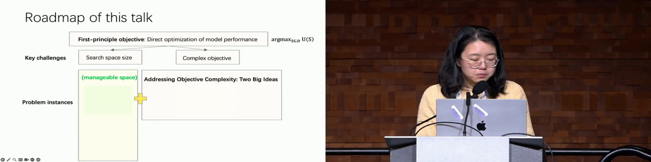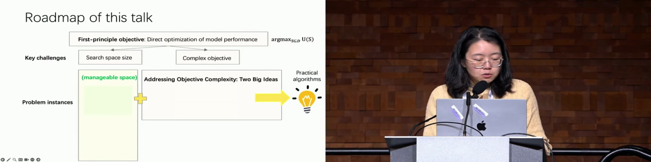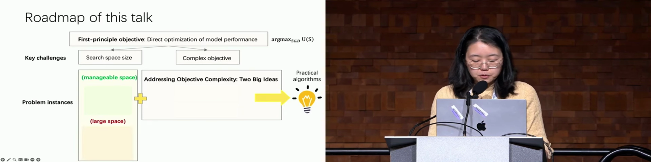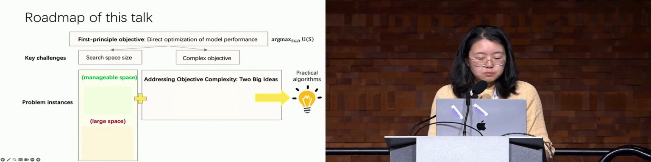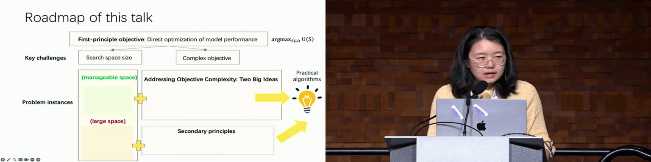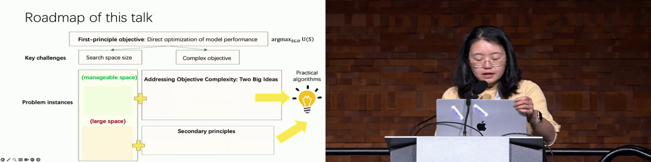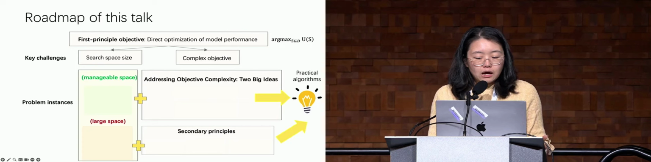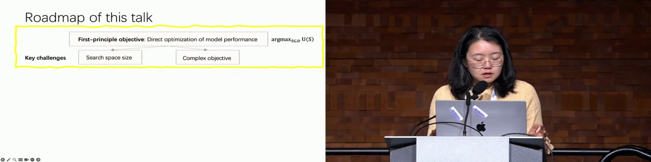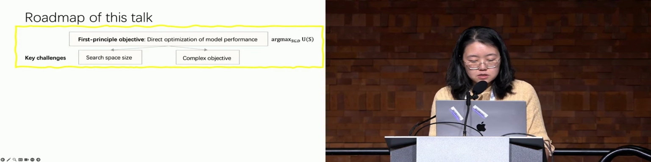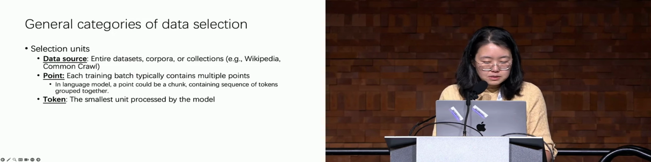Then we'll break down the problems into two categories. We'll first focus on some problems where the search space is manageable. So the first challenge is not blocking our way. But we still need to address the second challenge, and then I'll introduce some big ideas for handling the complexity in the objective itself. We will see how the combination of these objective complexity handling techniques with a manageable search space eventually lead to some practical algorithms.